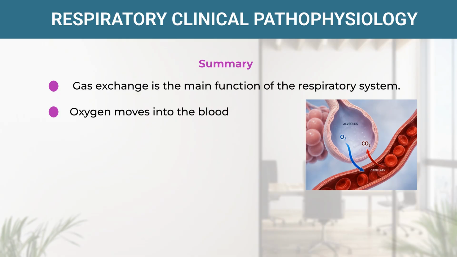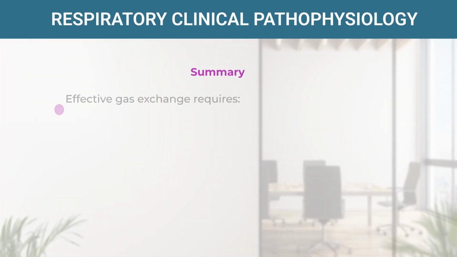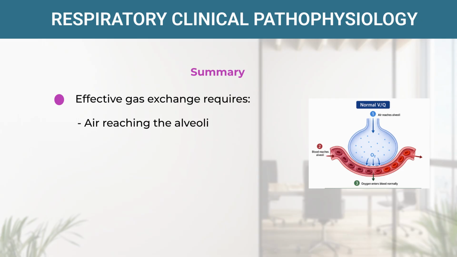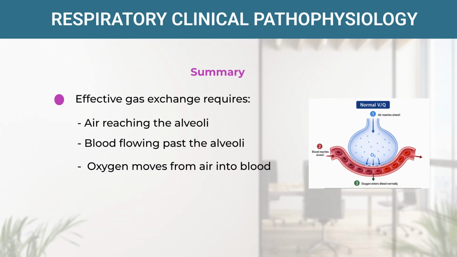In summary, gas exchange is the main function of the respiratory system. Oxygen moves into the blood, while CO2 moves out to be exhaled. Effective gas exchange requires air reaching the alveoli and blood flowing past the alveoli. Then, inside the alveoli, oxygen moves from air into blood, and carbon dioxide moves from blood into the alveoli.